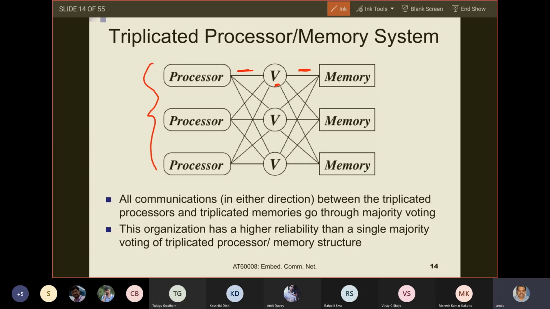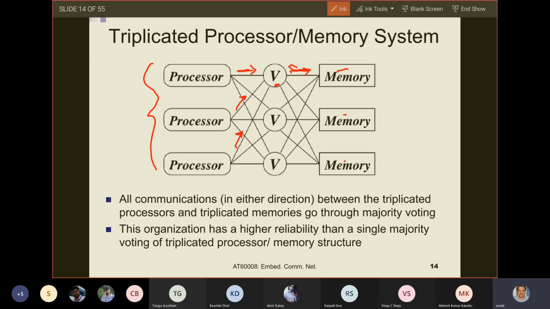Suppose you are accessing the memory for some data. All three processors are executing in lockstep. If they want some data, they produce what they want, they talk to memory, and the same output comes. Or say you want to store some data in memory. You are storing the output of the processors, which are running the same code in lockstep. If two of the processors are working correctly, then this voter will produce a majority vote on the outputs and this output will be put into the memory, into all three memories.